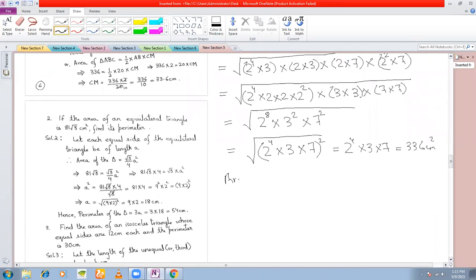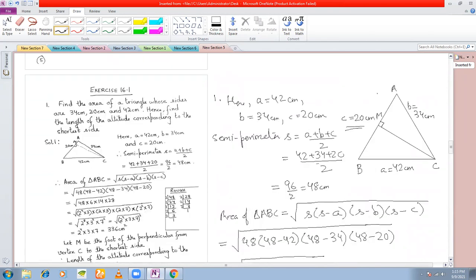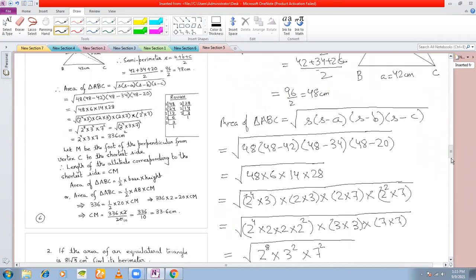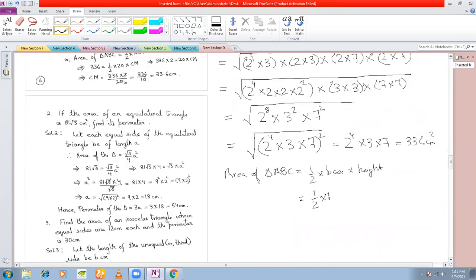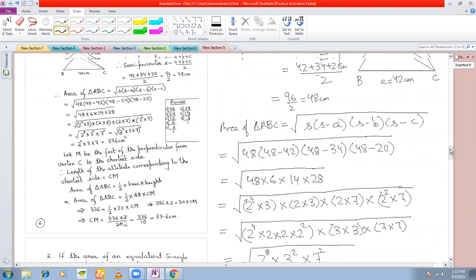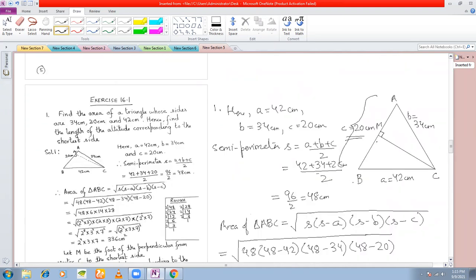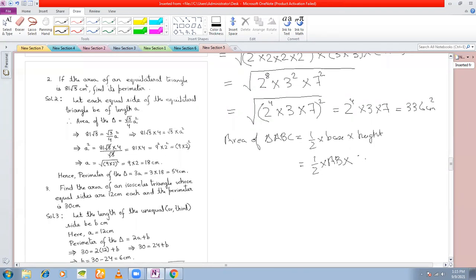What is the area of a triangle if base and height are given? Area of triangle ABC is equal to half into base into height. If I take base as AB, then my height is CM. This is my height. We have already found out the area to be 336. AB we know as 20 and CM we don't know. So you can write this as 10 into CM.